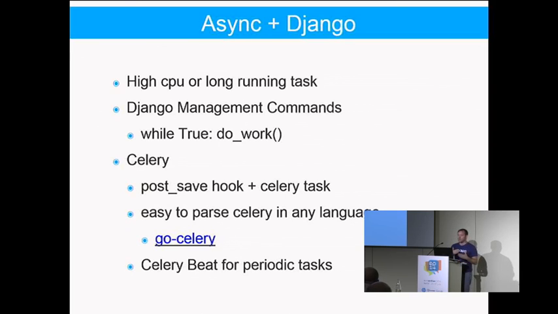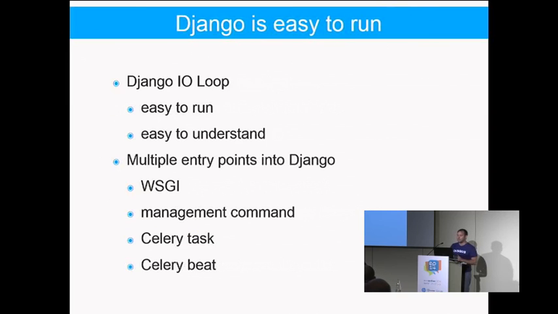So we wrote something called Go Celery. Our DevOps lead, Matt Robenolt, did that, because we need to parse Celery tasks in Go. If you're doing that in Pickle, you can't, because nothing else can read Pickle. So use JSON, something platform independent. And Celery Beat is great for periodic tasks that you need to do, like data import.